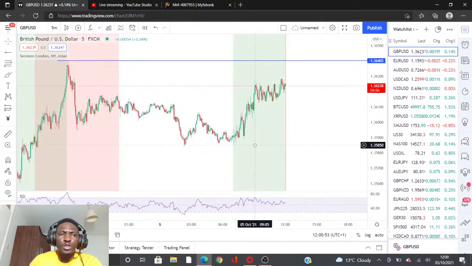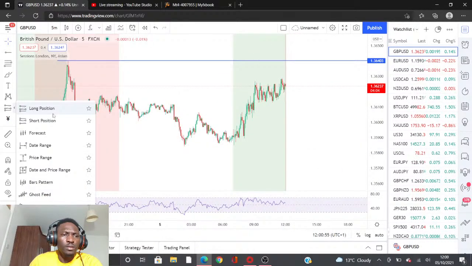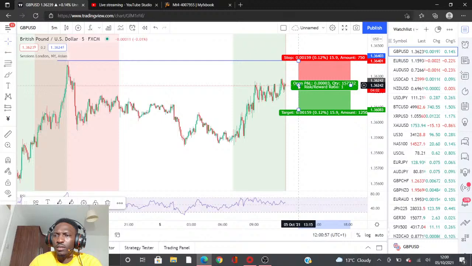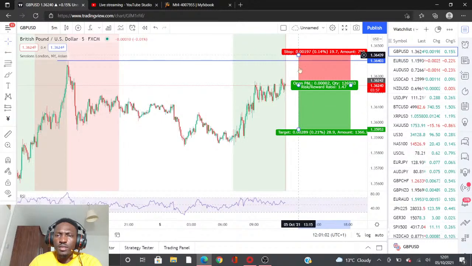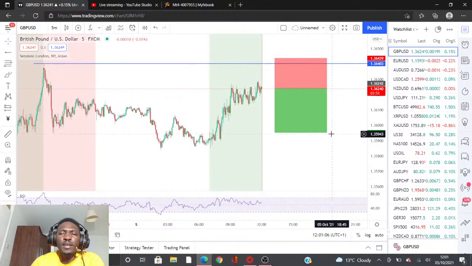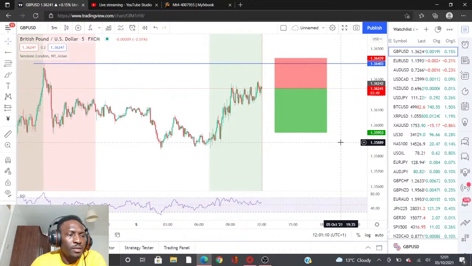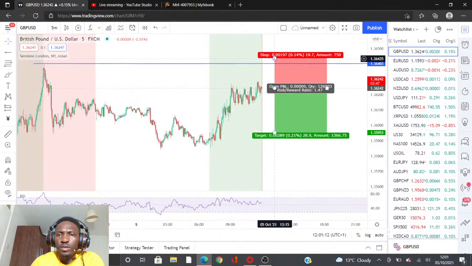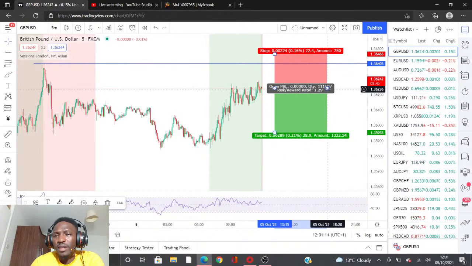So let me just bring in the... Can I show people the direction I've taken the trade? So I've gone short on this market. Like I said, this does not tell you where my stop loss or take profit is, because I don't use stop loss and take profit. If you want to see my stop loss and take profit, I don't even have that. Like I said, I don't use it.